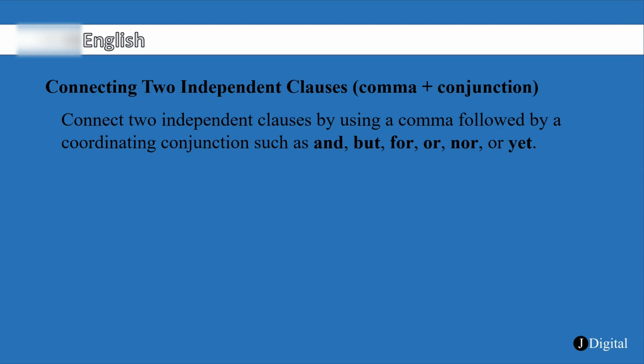So let's say we want to connect two independent clauses. We're going to connect two independent clauses by using a comma, followed by a coordinating conjunction such as and, but, for, or, nor, or yet. So for example, Mary went to the store, comma, but she forgot to bring money. Mary went to the store is a complete sentence. She forgot to bring money is also a complete sentence. We'll put these together, use a comma and a conjunction. In this case, comma and then but.